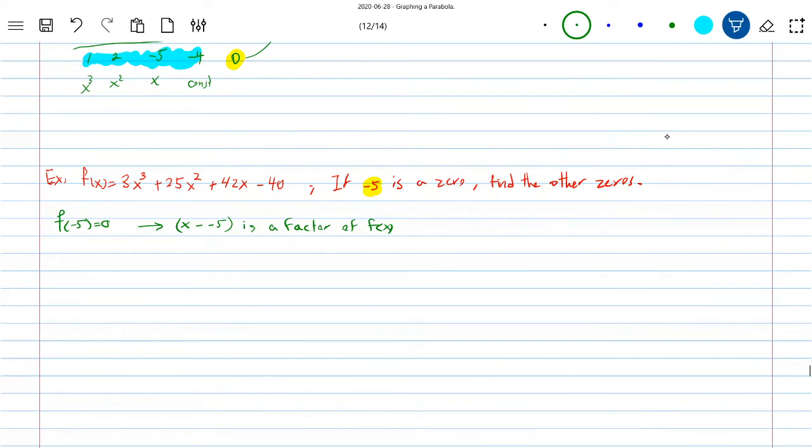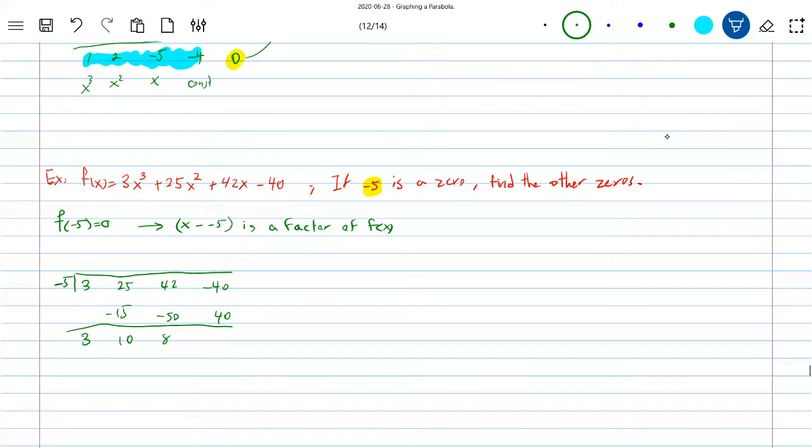If x minus -5 is a factor of f of x, that means if you divide f of x by -5, through synthetic division or long division, either way, you'll have 3, 25, 42, -40. These are again the coefficients in f. If you do this division, let's drag down the 3. 3, -15, you'll get 10. -50, you'll get 8. And if you multiply, that will give you positive 40.